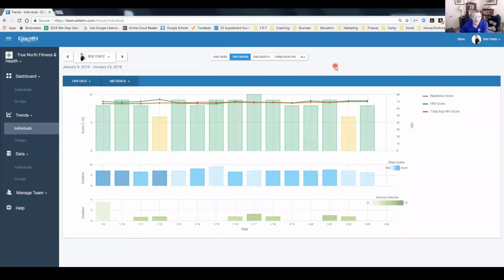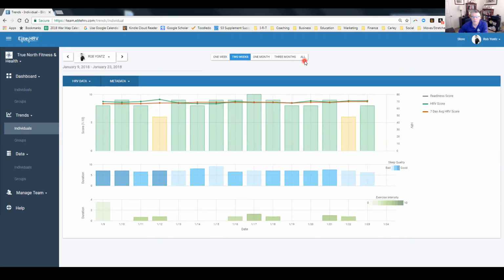All right, welcome back. So now we're looking at the individual trend. We were on the individual dashboard, which, it makes sense. Now looking at trending. So this is going to be the graphing. The data is a table of information. So this is really cool. We can look at 1 week, 2 weeks, 1 month, 3 months, or all time.